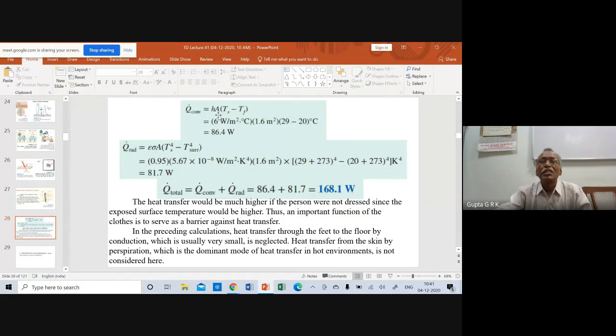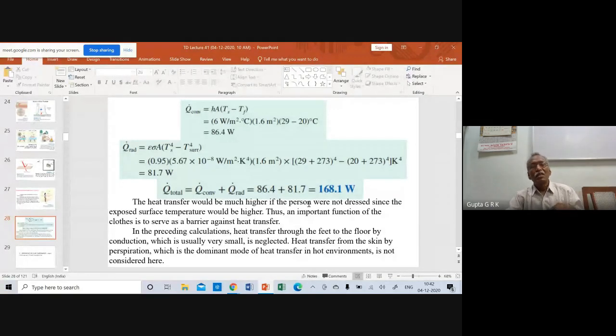So Q convection is h A (Ts minus Tf), where Ts is the surface temperature and Tf is the room temperature. So 6 into A, which is 1.6 meters square, and so on. And you know that radiation is equal to sigma epsilon A into (Ts to the power 4 minus T surrounding to the power 4). Surface temperature is known, surrounding temperature is known, area is known, sigma is the Stefan-Boltzmann constant, and epsilon is the emissivity. If you take the emissivity of the body as 0.95, you will get the radiation loss from the body. So the total heat transfer from the body by convection is 86.4 and by radiation is 81.7 watts.